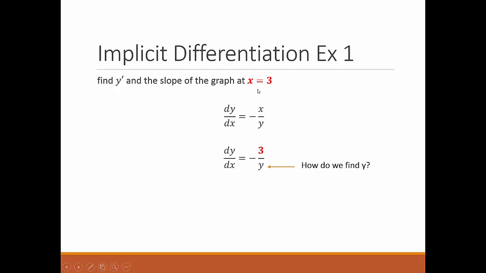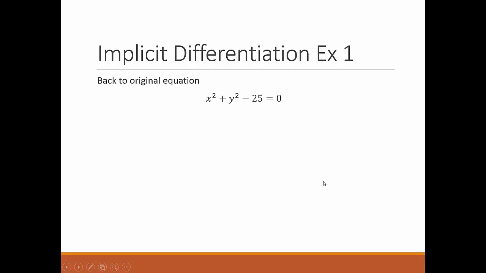I want to find the slope of the graph at x equals 3, so I can plug in x equals 3. Well, how could we find y? Well, remember we had an original equation. We could go back to our original equation, plug in 3 for x, and then we could solve this for y. And so I go through all the steps, 9 minus 25, negative 16. I throw the 16 to the other side. And then I square root both sides. Remember, when you square root, you're doing the plus and minus, because positive 4 times positive 4 will give you 16, and so will negative 4 times negative 4. So you get two answers here.